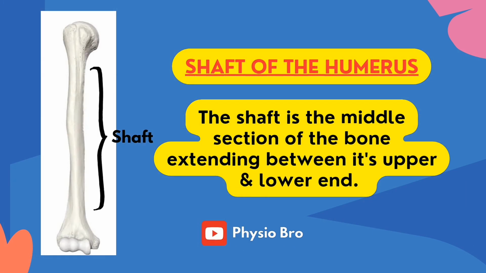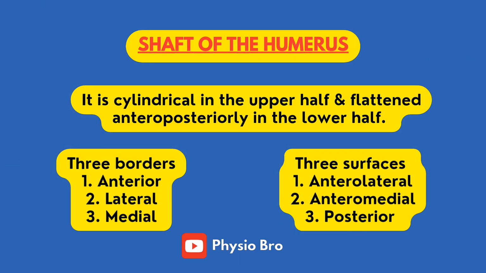Shaft of the humerus. The shaft is the middle section of the bone, extending between the upper and lower end of the humerus. The shaft of the humerus is cylindrical in its upper half and flattened antero-posteriorly in the lower half. It has three borders, anterior, lateral and medial borders, and three surfaces, anterolateral, anteromedial and posterior surfaces.